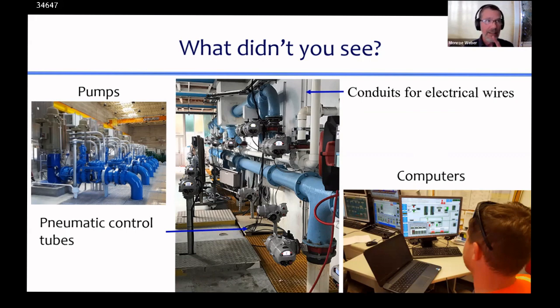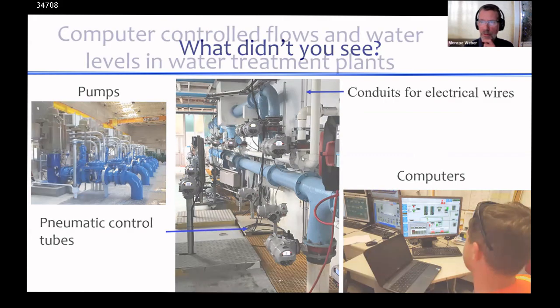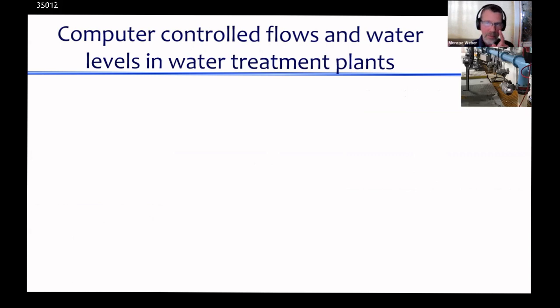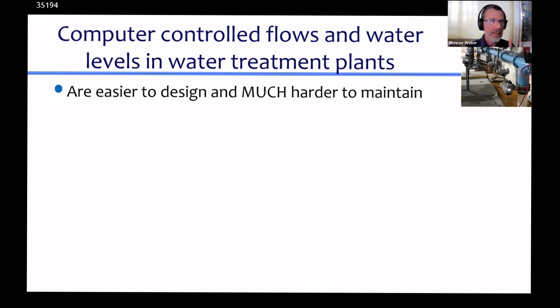And instead, what we're going to do is we're going to work really, really hard to do all of our controls using hydraulics and smart fluids. So why are we doing that? It's because computer controlled flows and water levels in water treatment plants cause a lot of problems. They are easier to design, but they're much harder to maintain.